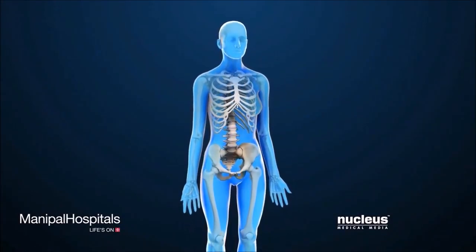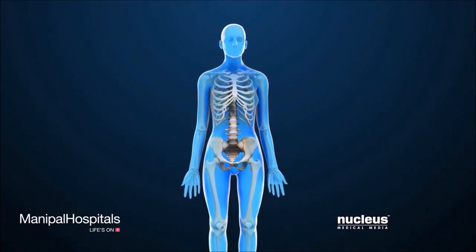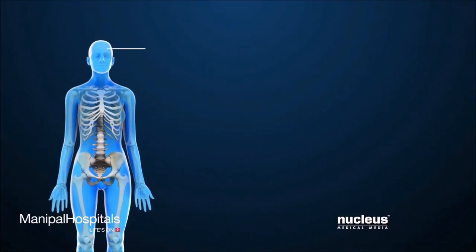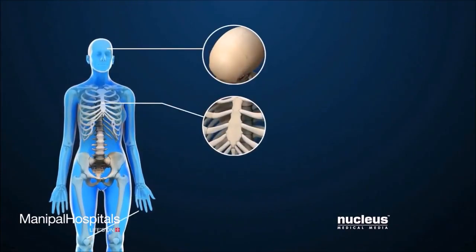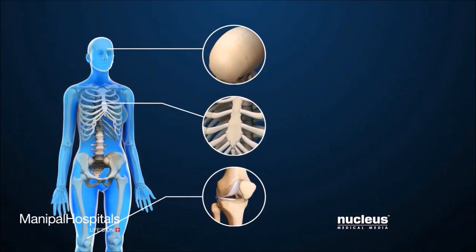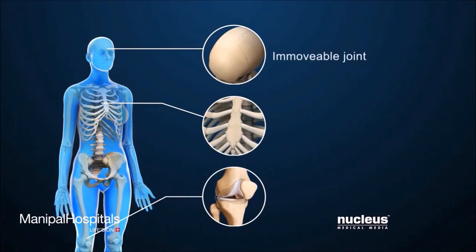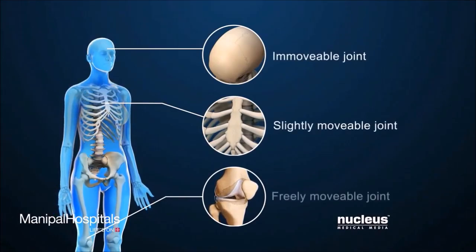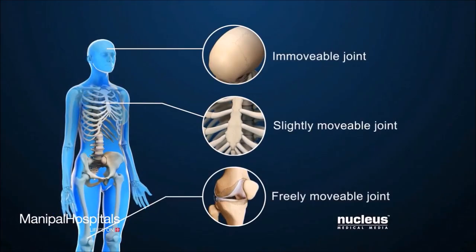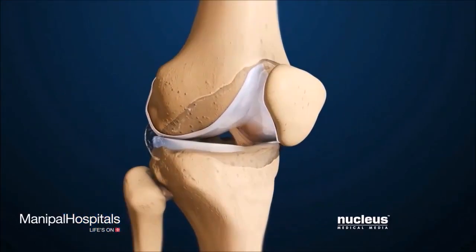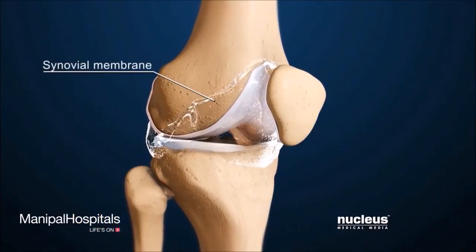Bones provide support for the body and aid in its movement. The place where two or more bones meet is called a joint. Joints may be immovable, slightly movable, or freely movable. A synovial membrane surrounds movable joints.